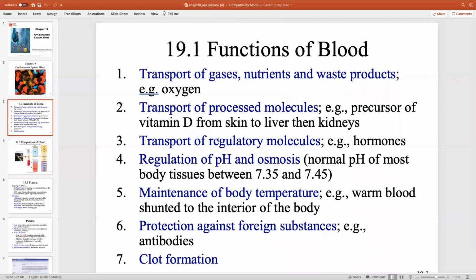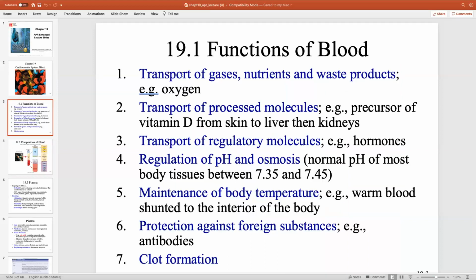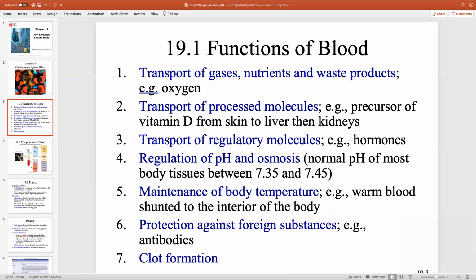Now, when we're looking at whole blood, we're taking blood from a vein. That blood is whole blood. And what do we see in terms of function of blood, right? The function obviously includes transport of all of our gases, nutrients, and waste. We'll talk about the nutrients and waste in a second. Transport of processed molecules like vitamin D.